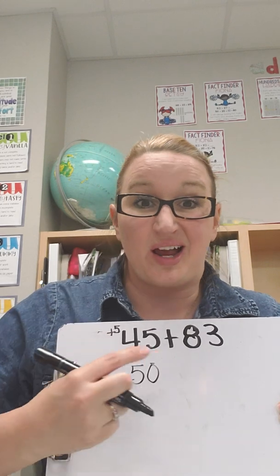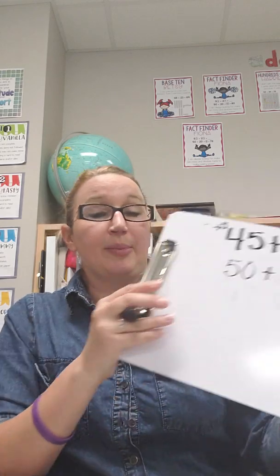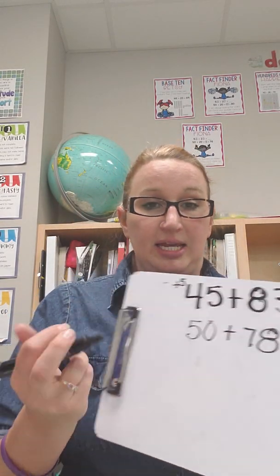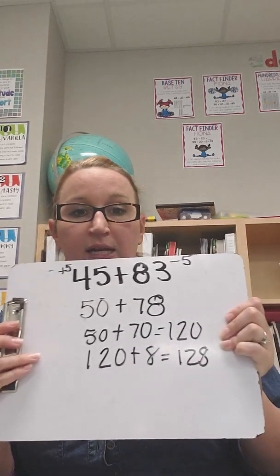And then if I do that over here, if I add something to the number, I have to actually subtract it over here. So over here, I'd actually get 78. So I'd have to subtract the 5, and I'd get 78. So I would add the 50 plus the 78. Well, I know 50 plus 70 is 120. 120 plus 8 is 128.